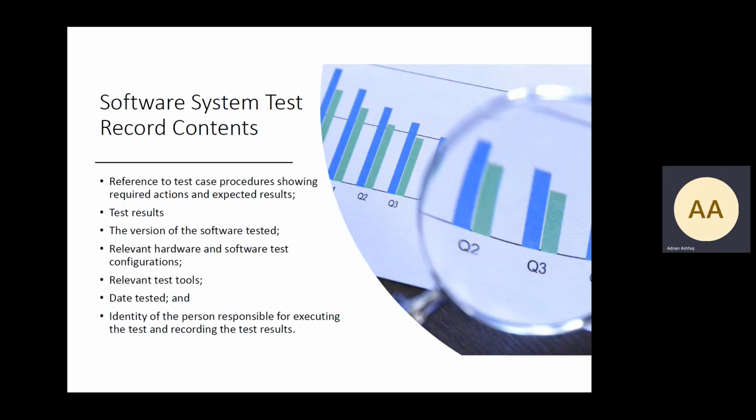So what should be the test record contents for the software system testing? Reference to test case procedures showing required actions and expected results. Test results themselves, the version of the software that's being tested, relevant hardware and software test configurations, any relevant test tools that you're using, the date that you did the testing, and the identity of the person responsible for executing the test and recording the test results. Again, this is common good documentation practice.